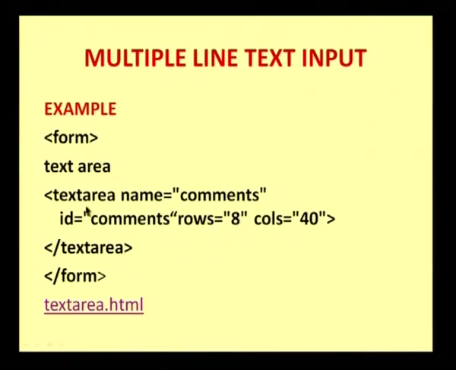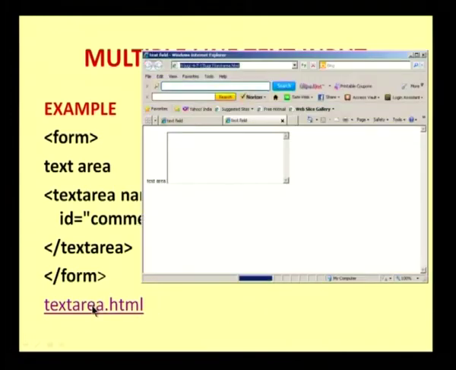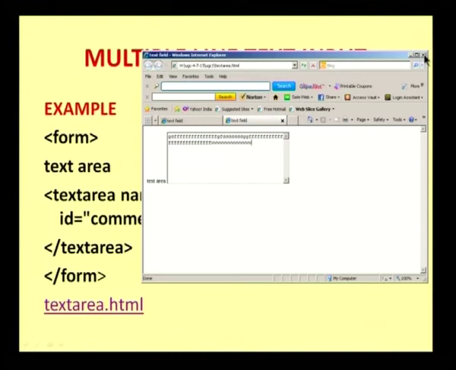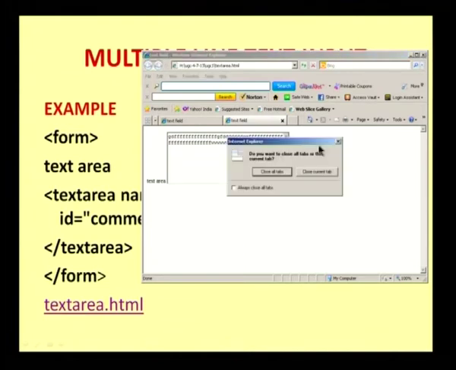Example for this: text area, name is comment, and rows and columns. Let us see an example for this. This is my text area which I created. We can type in it. We can type more than one line inside my text area. This is the basic advantage of text area compared to text field. In text field we can type only one line, that is single line text. Here we can type multiple line text. This is the basic advantage of multiple line text.